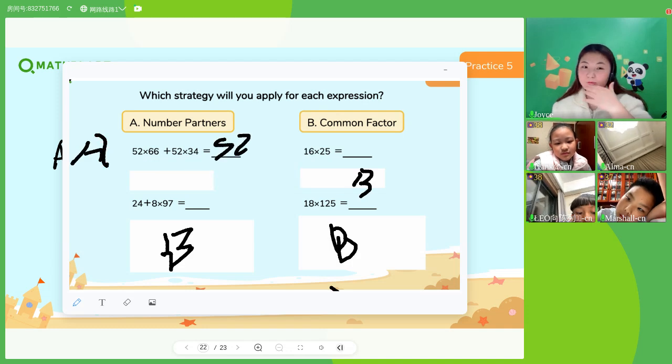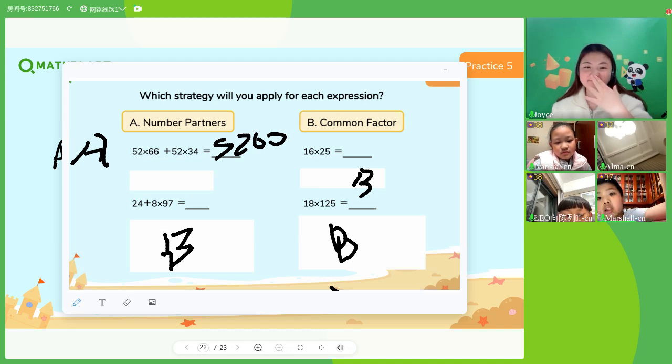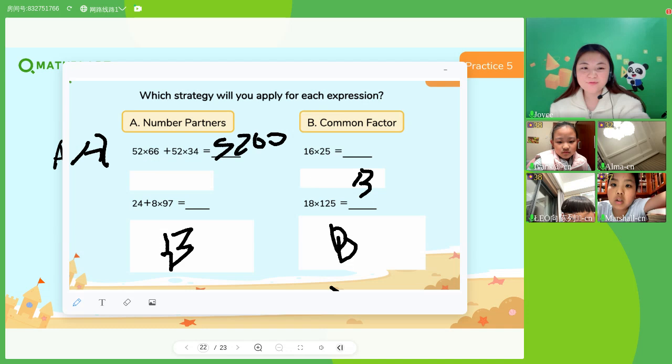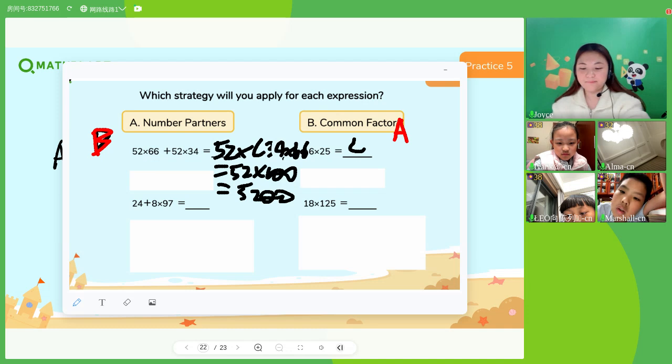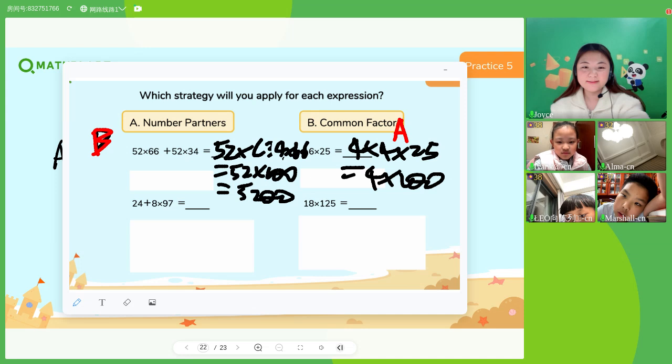Do we have any number partner in the first sentence, Marshall? 66 plus 34 equals 100. But the number partners we talk about are in the multiplication sentence, right? But this time you can see 52 appears twice, so that is the common factor. Okay. Find the answers, please.